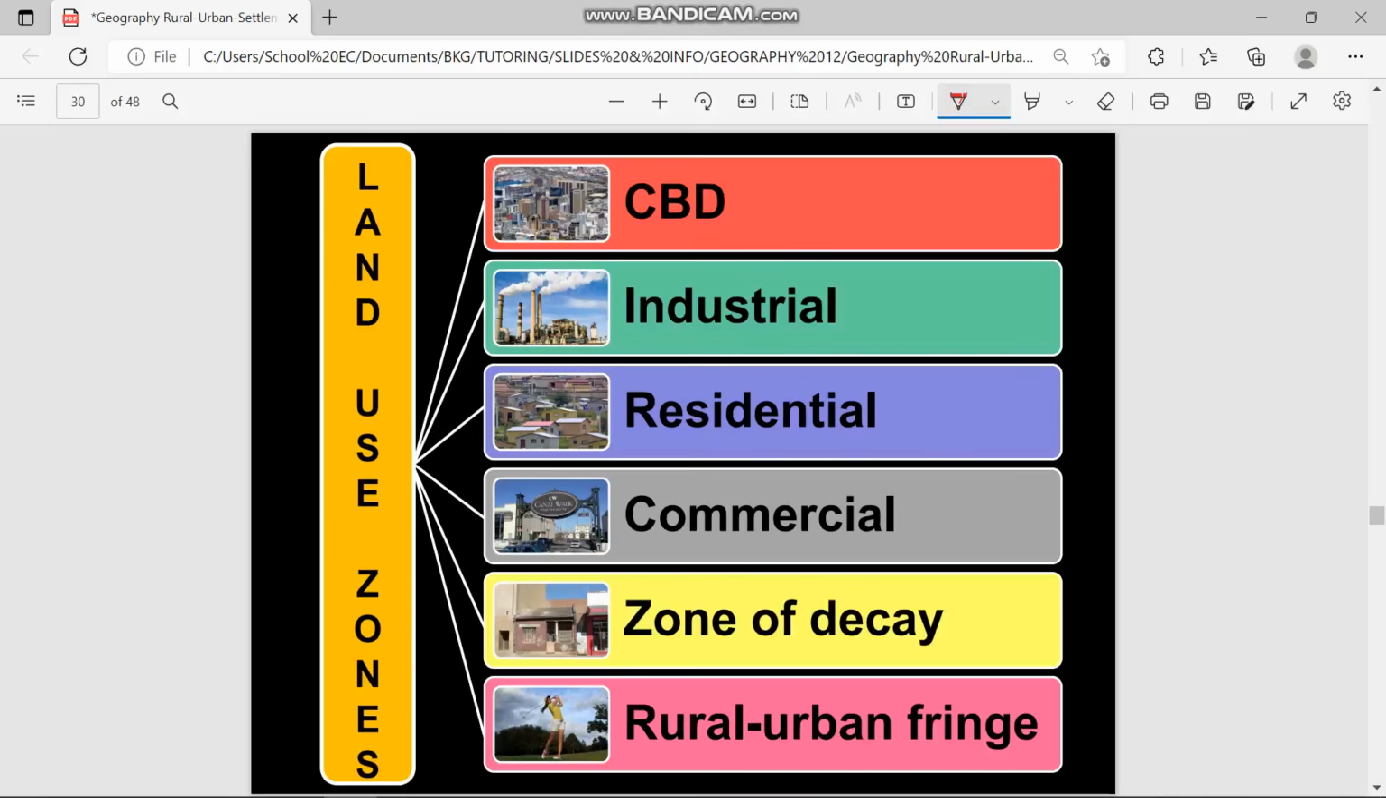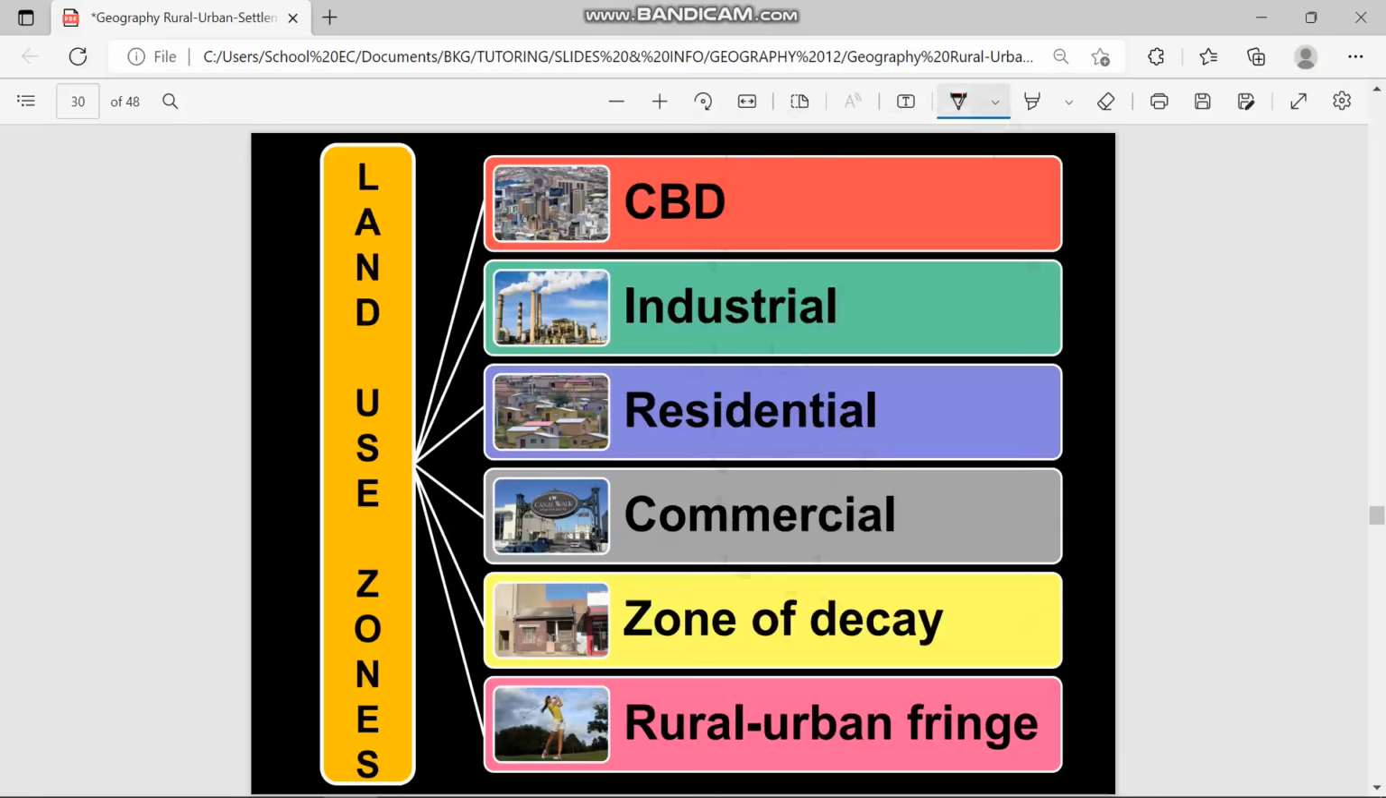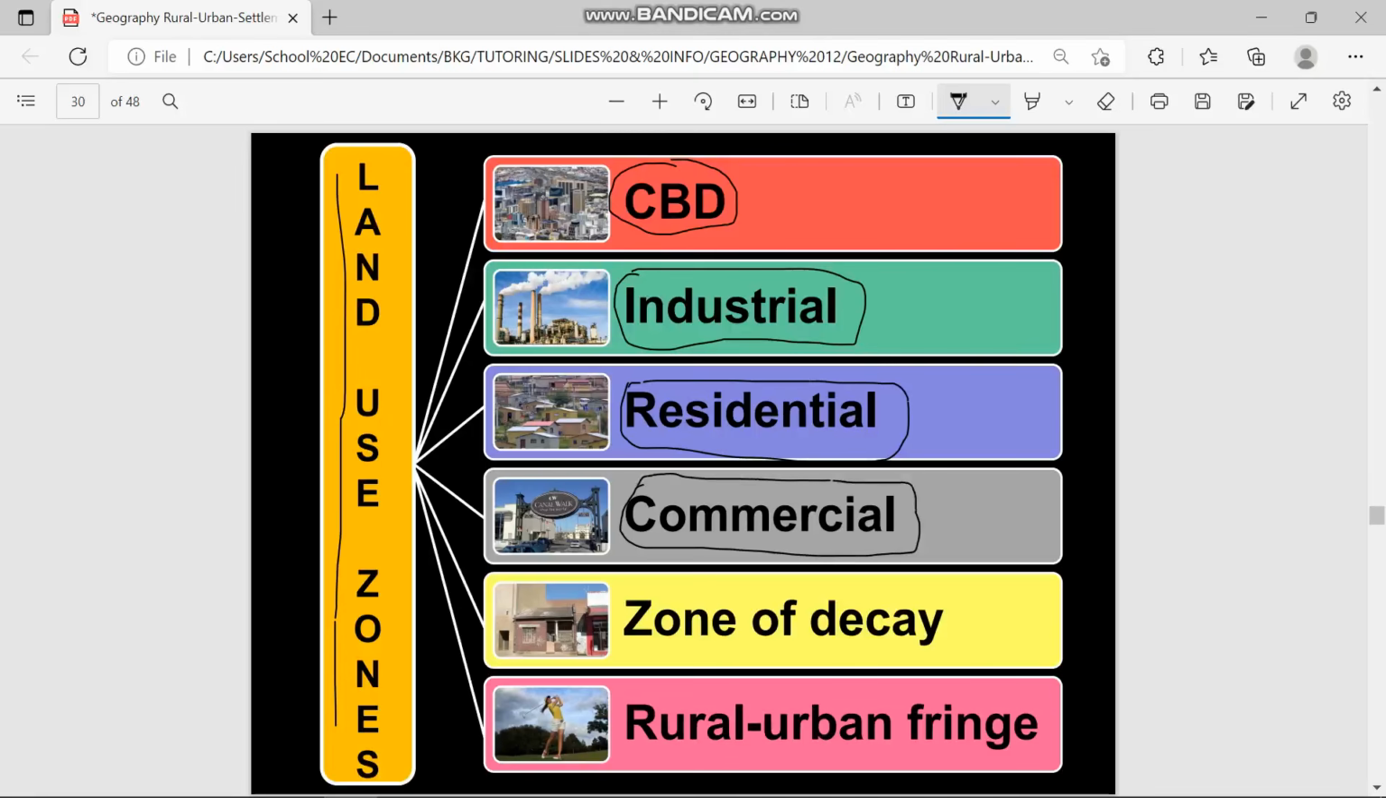Let's go down. Okay, land use zones. For land use zones, let me use black. You should know we have the Central Business District, which is the CBD. These are land use zones you see on the side. Okay, you must all know them. We have industries where we industrialize or process our raw materials. We have residential area, the area where employees, people live, next to the CBD. We have commercial, the area that is just right next to the CBD. It's kind of part of the CBD.